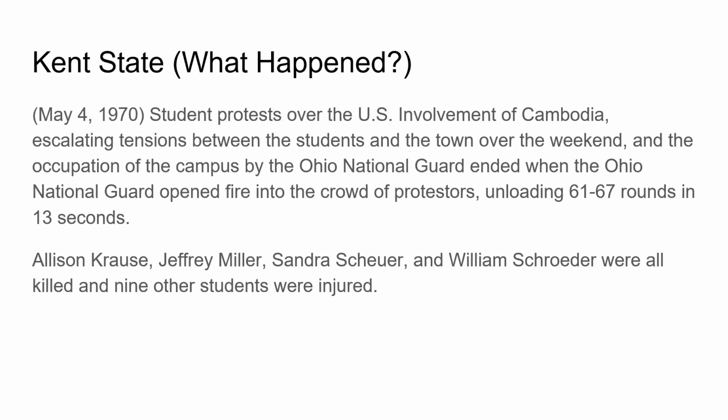Next, about 2 years later at Kent State, May 4th, 1970, student protests over the U.S. involvement in Cambodia, the escalating tensions between the students and the town over the weekend, and the occupation of the campus by the Ohio National Guard ended when the Ohio National Guard opened fire into a crowd of student protesters, unloading 61 to 67 rounds in 13 seconds. Allison Krauss, Jeffrey Miller, Sandra Scheuer, and William Schroeder were all killed, and 9 other students were injured.